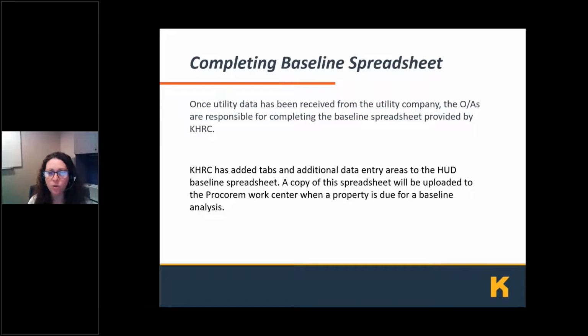So what I'm going to talk about is you, as the owner agents, completing this spreadsheet. This spreadsheet will always be uploaded to your work center if your property is due for a baseline this year. If you're not due, I mean, all of you attending have a copy of this now, but if at any point you need a copy of the spreadsheet, you can reach out anytime and we'll send that to you.